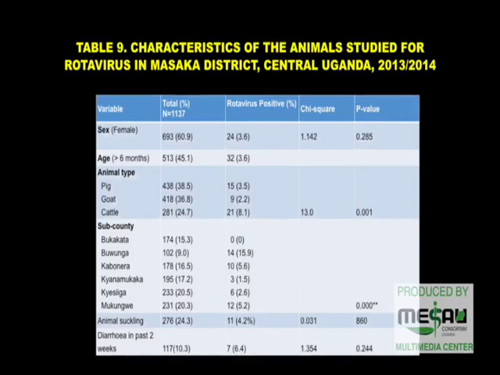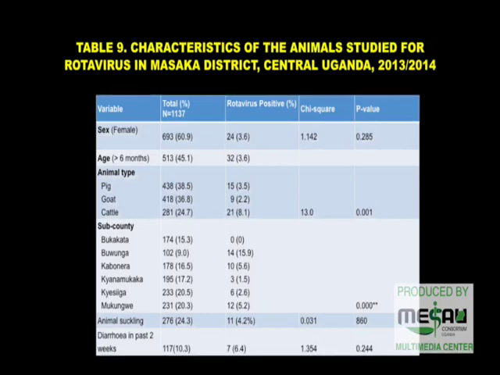So in this population of animals, we had a total of 1,137 animals, and of these, 281 were cattle, 418 goats, and 438 pigs. And most households reared 1 to 2 animals. Most of the animals were female, 60.9%. Only 24.3% of the animals were suckling, and only 10.3% had a history of diarrhea in the 2 weeks before recruitment.